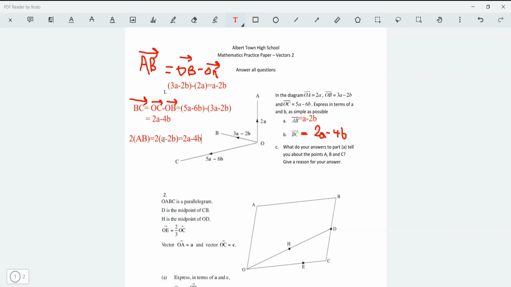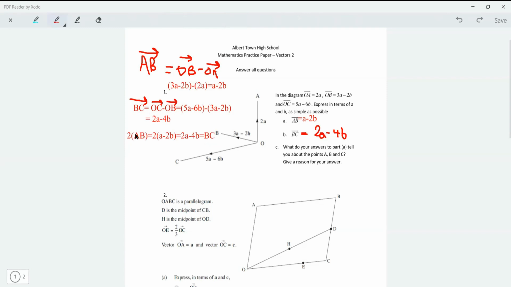But 2A minus 4B is what? Yes, vector BC. So what is that telling us? Since AB is parallel to BC, because 2 of AB is BC, it's telling us that they're parallel and they have a common point B. So it is telling us that they are collinear. So write yourself, because 2AB is equal to BC, they're collinear.